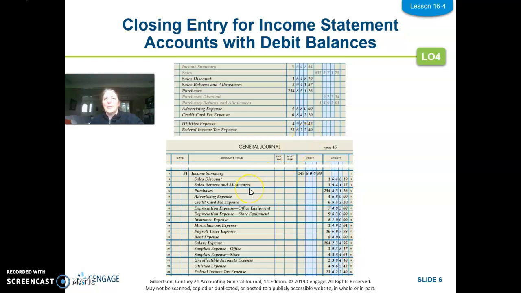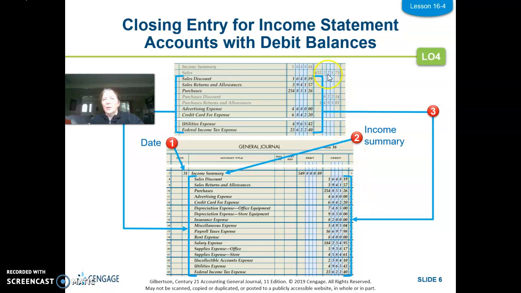So then the next closing entry is the income statement accounts with debit balances. So again, everything starting at income summary on down that has a debit, we're going to get rid of it by crediting it. So again, all of those credits we're going to put down here to get rid of the debit balance that was there. Add all of those up and debit income summary. So that's the second entry.